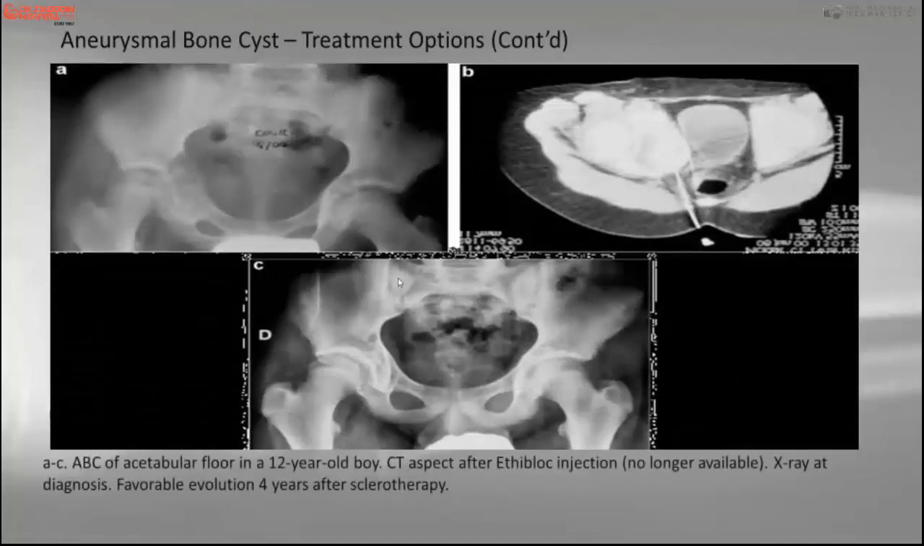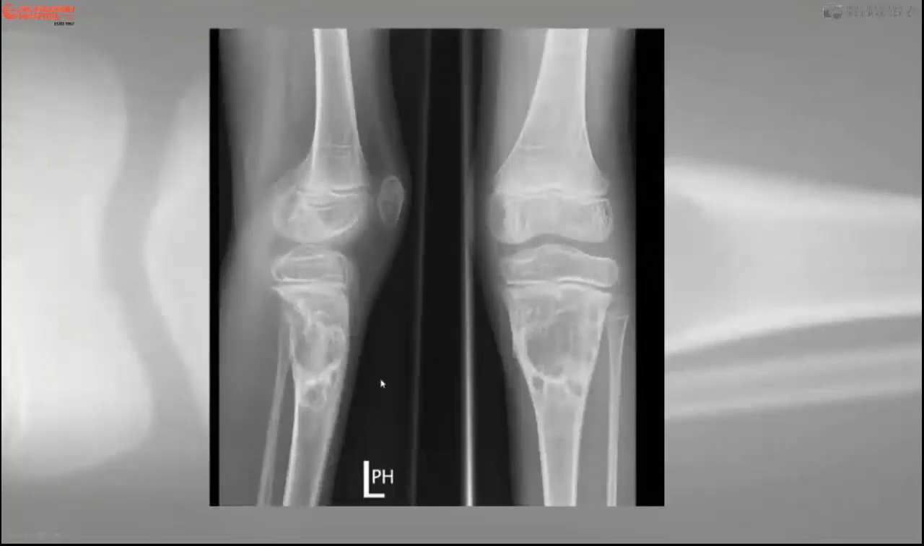Again, this is the aneurysmal bone cyst involving the floor of the acetabular roof and floor, and the CT scan with the CT aspect after FE block injection, which is usually not available now. Sclerotherapy was done, and there was healing of the tumor. This is again how it can present: eccentric, multiloculated lesion.